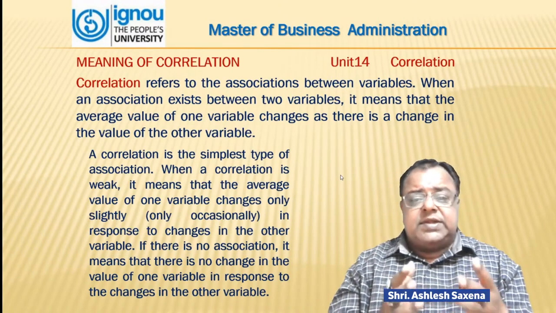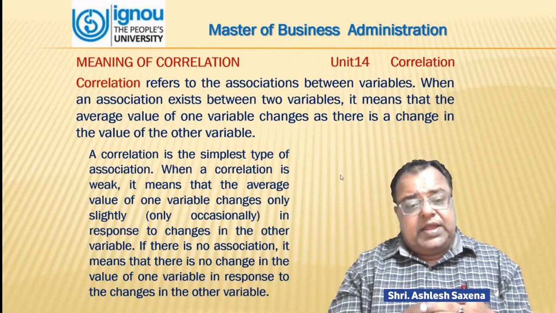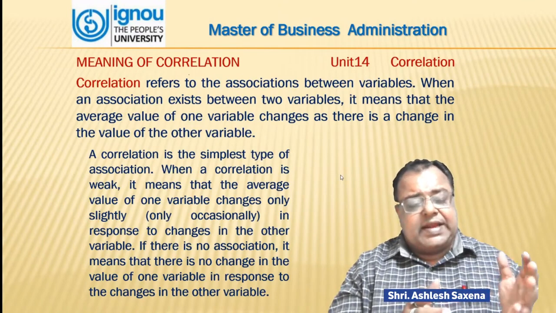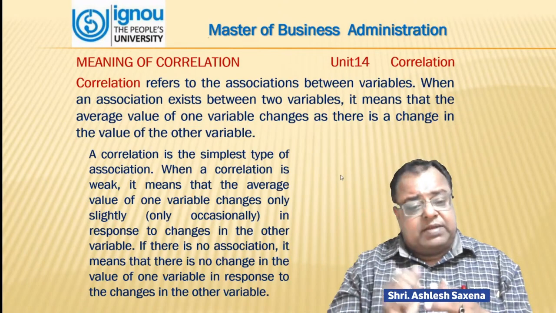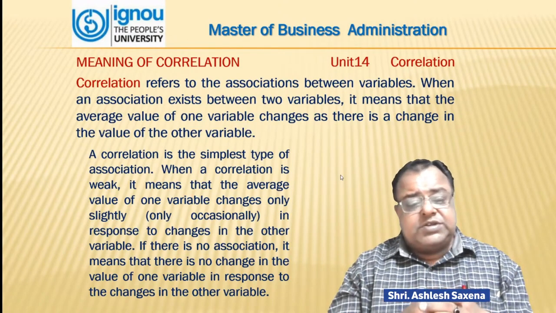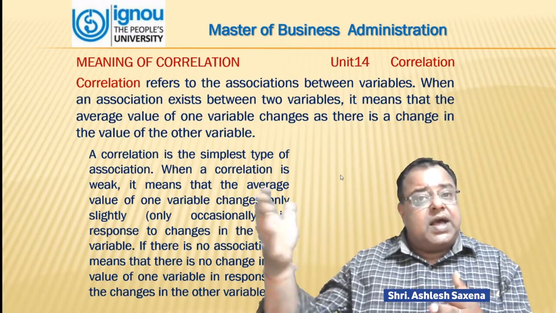A correlation is the simplest type of association. When a correlation is weak, it means that the average value of one variable changes only slightly, that is occasionally, in response to the change in the other variable. If there is no association, it means that there is no change in the value of one variable in response to the change in the other variable.